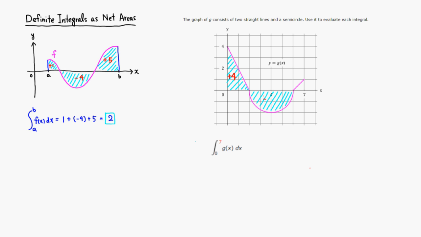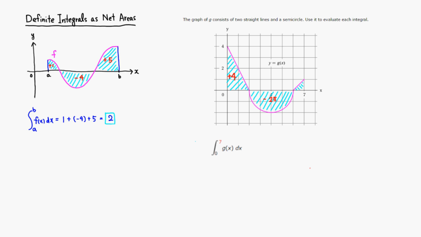This is going to be 1/2 of the whole circle, and the radius seems to be 2. So 1/2 pi 2 squared, so it's going to be 2 pi. So we have 2 pi. Then the last region is a little triangular region right here. So it's going to be 1/2, base is 1, height is 1, so 1/2 times 1 times 1. So this is going to be positive 1/2.